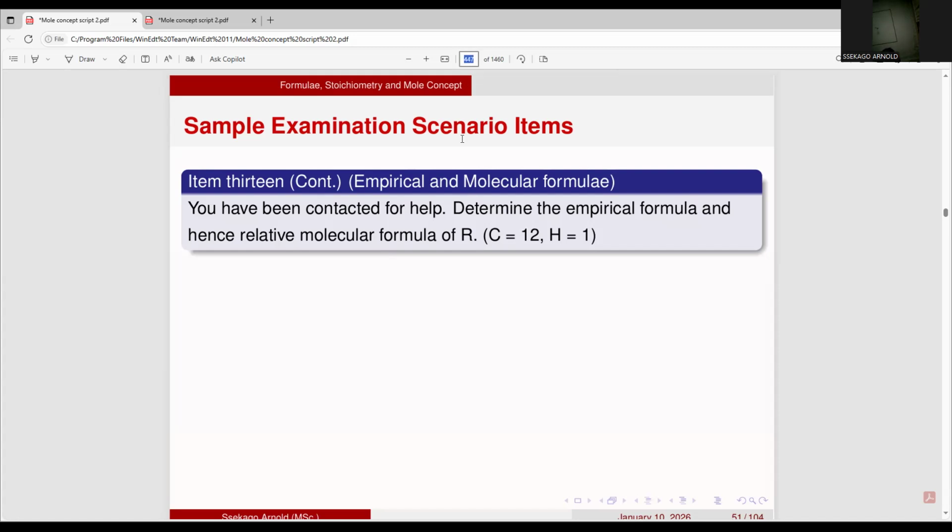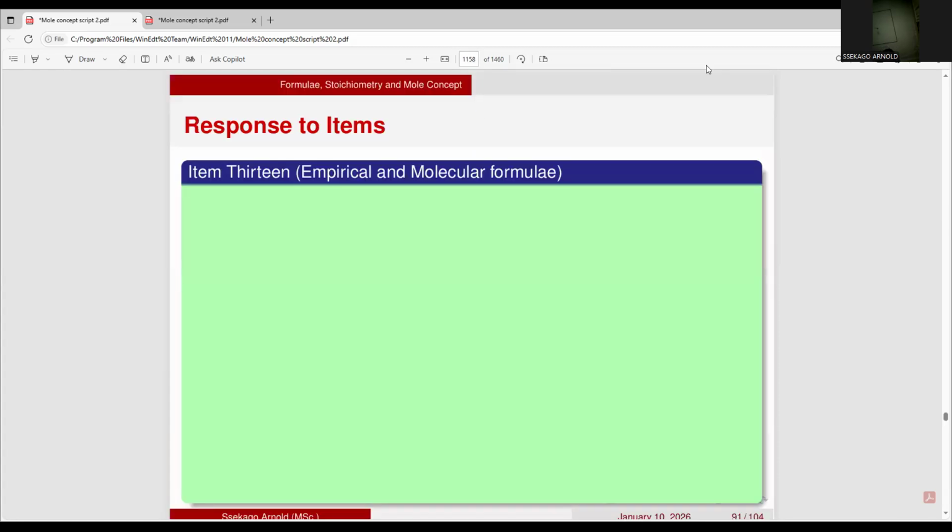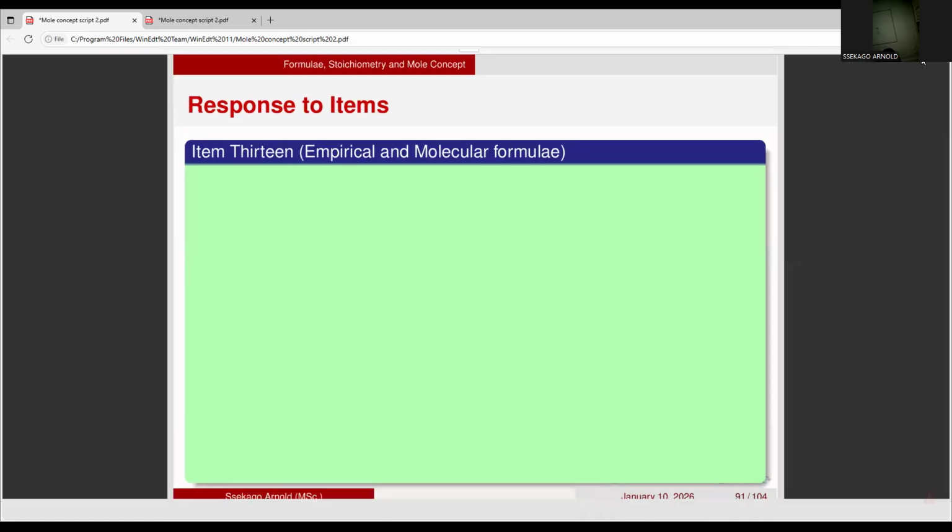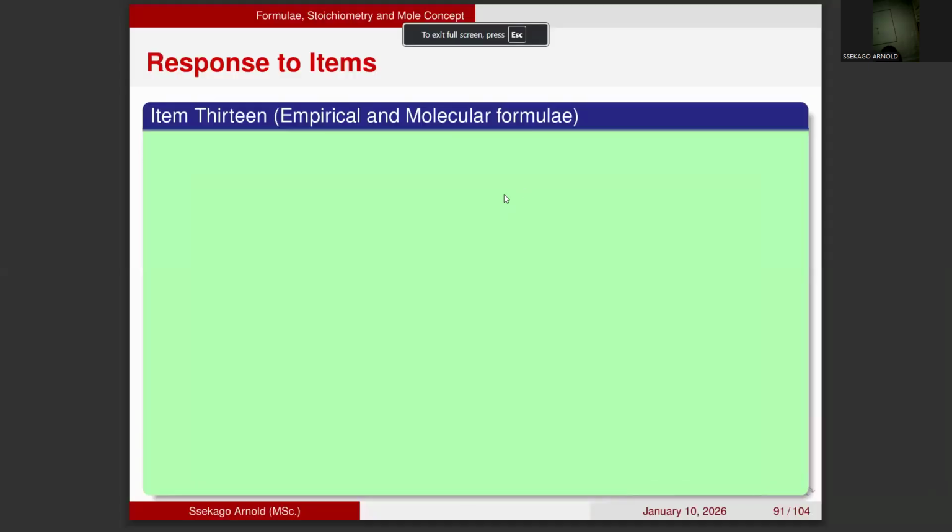Now we go to our response. We have to determine the empirical and molecular formula. I have done examples on empirical formula where I have showed you the steps in detail. So in this case, allow me to leave those steps.